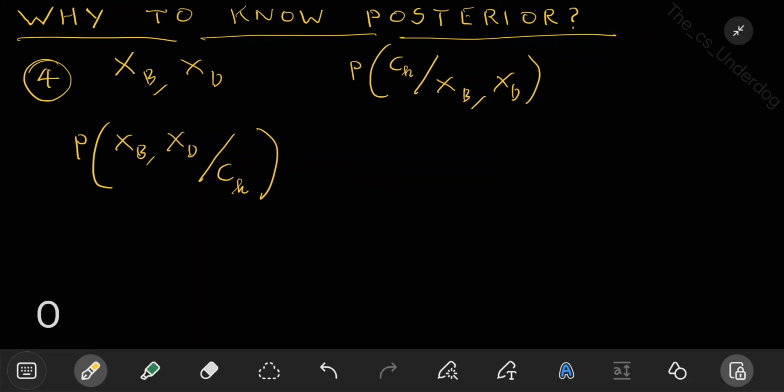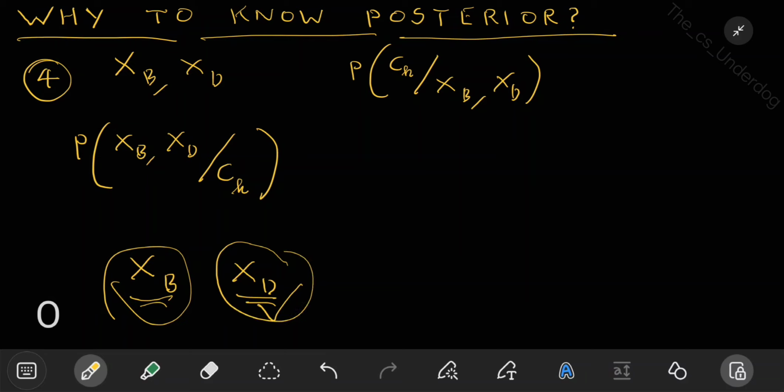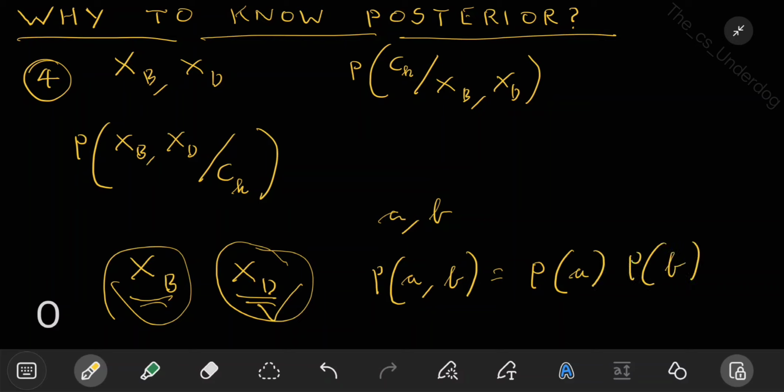Here we are considering that XB and XD, that is, data belonging to body language and data belonging to dressing, are independent. That is, you independently observe the data belonging to body language and that belonging to dressing. So these are not interrelated. Whenever any two events A and B are independent, what is the condition? P of A, B can be written as P of A into P of B. This we have learned in the probability lectures.